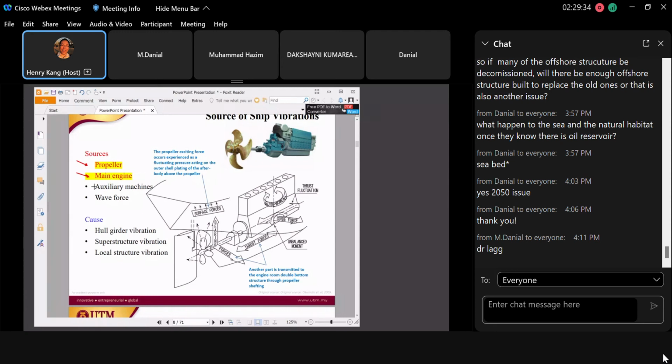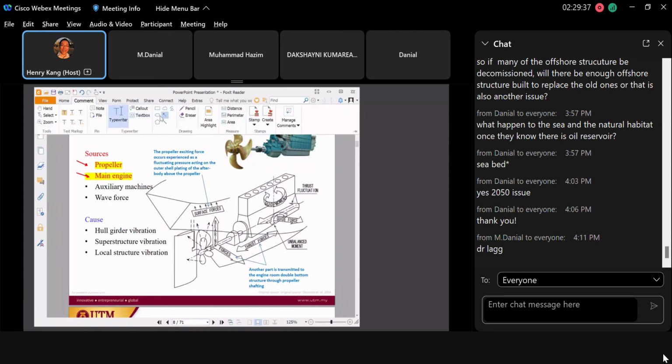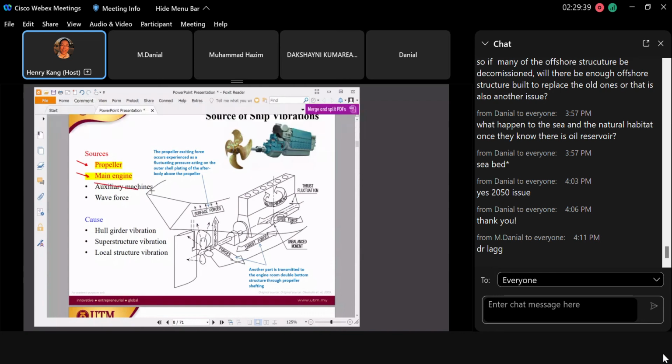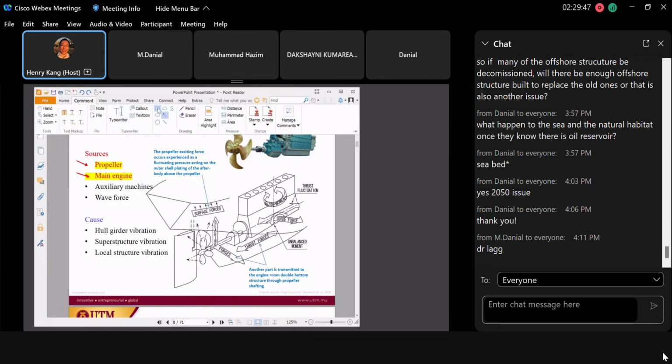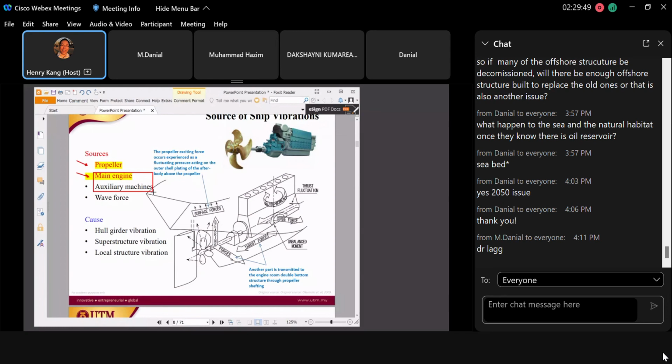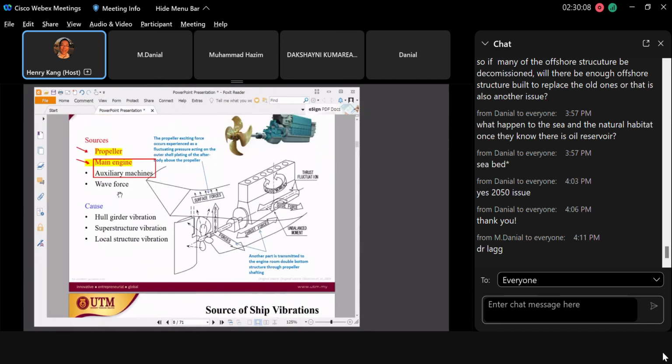Auxiliary machinery is normally the parts connected to the propeller and the main engine. In certain cases we can treat it separately, but most of the time it is part of the main engine, so we put it in one group. That means another source could be the main engine together with the auxiliary machinery, including the bearing and the shaft. Bearing force and shaft are also in this part. And definitely waves will be the external source.